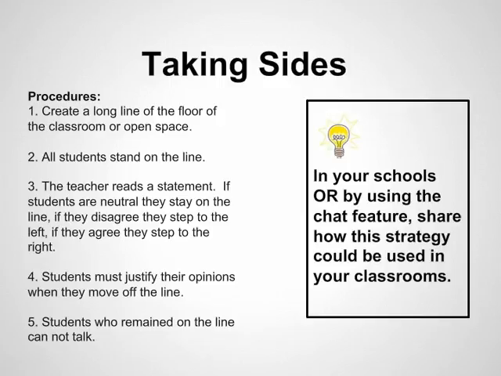So if they disagree, they simply step to the left. If they agree, they step to the right, and if they're not sure, they can stay on the line. From here, teachers can choose students to justify their opinions and why they agree or disagree with the statement. And students who remain on the line cannot talk at all. And this can continue, asking a series of questions. Again, a quick way of formative assessment, allowing them to talk as well as move for kinesthetic learners.